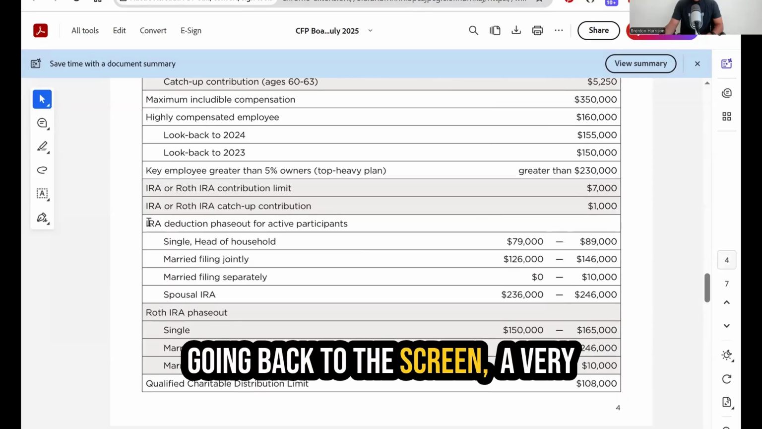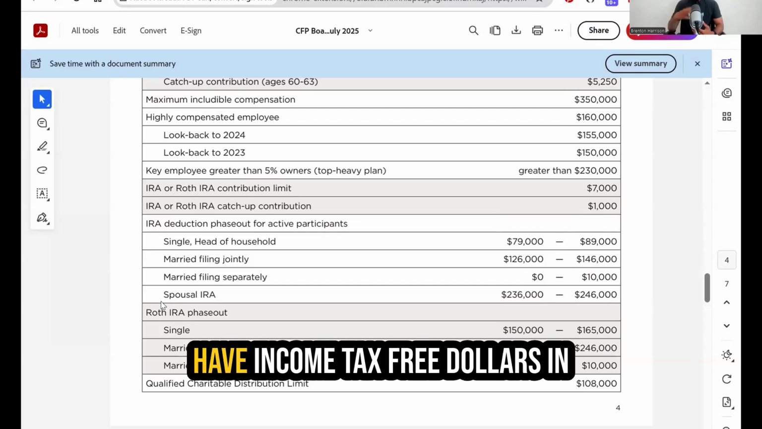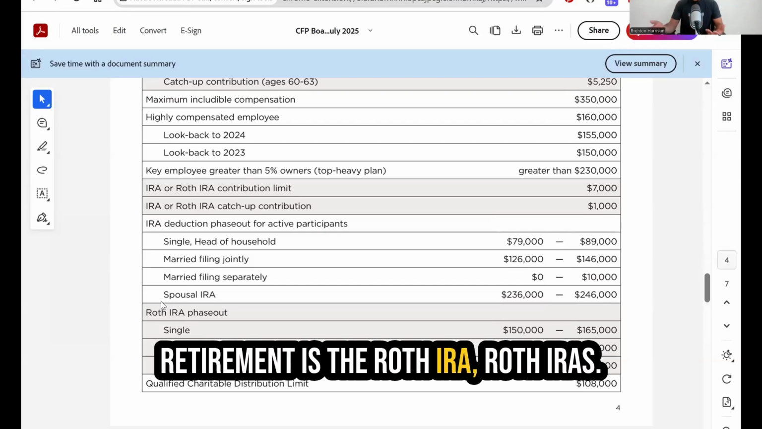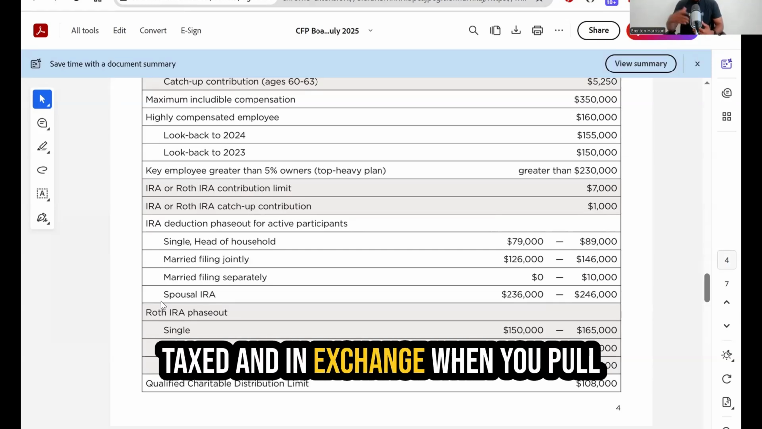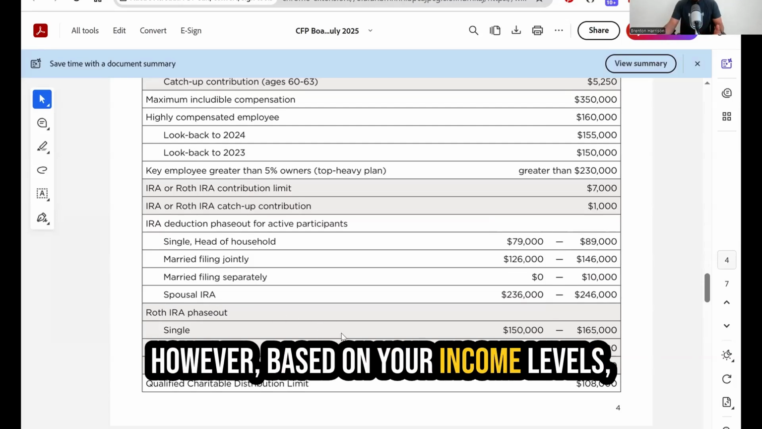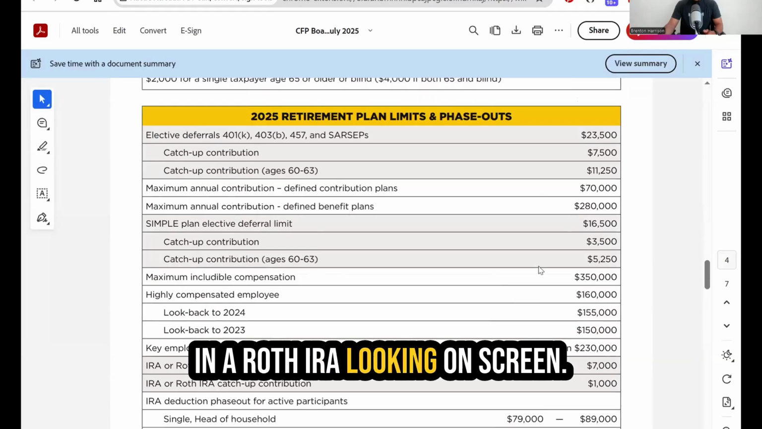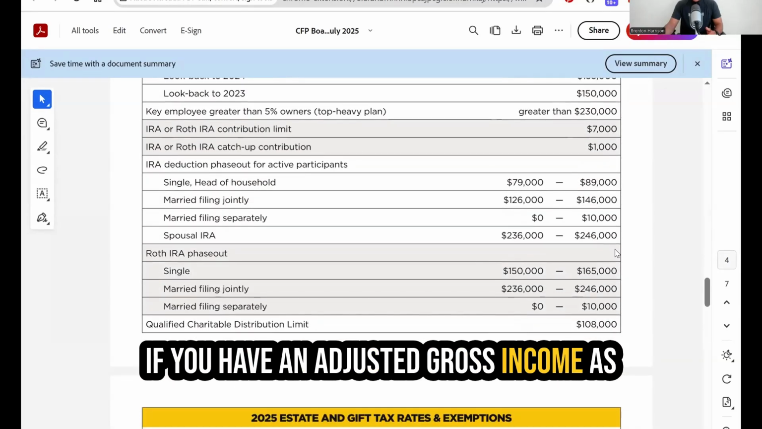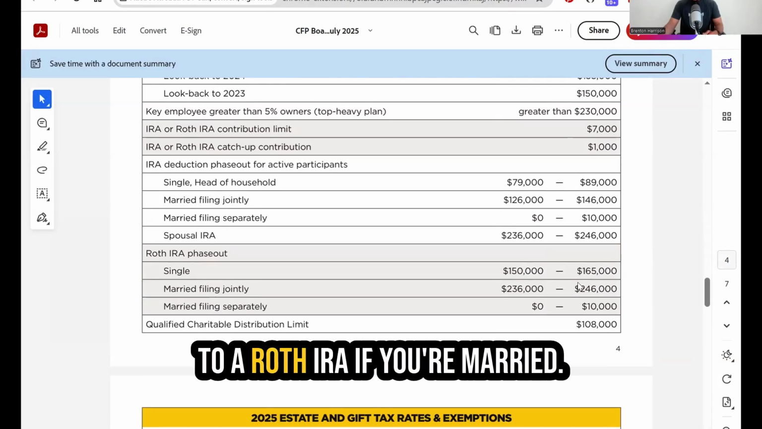Going back to the screen, a very popular investment that people use to set themselves up to have income tax-free dollars in retirement is the Roth IRA. With Roth IRAs, you put in money that has already been taxed, and in exchange, when you pull it out in retirement, you pay no taxes. However, based on your income levels, you may not be able to participate in a Roth IRA. Looking on screen, if you have an adjusted gross income as a single person that's over $165,000, you can't contribute directly to a Roth IRA.